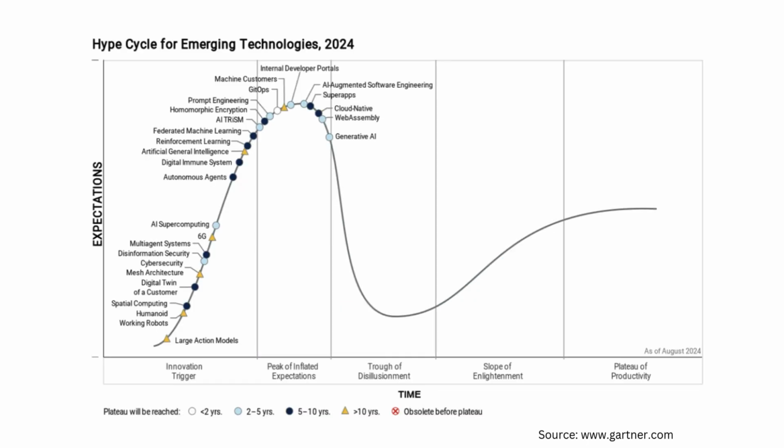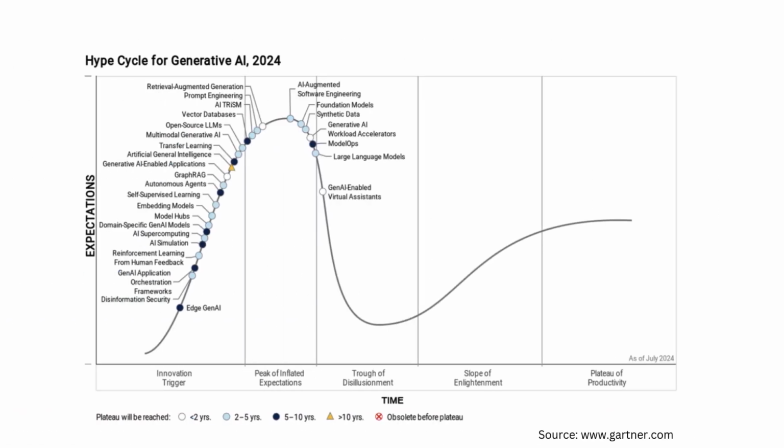Here is an example of the hype cycle for emerging technologies as of August 2024. This is an example of the hype cycle for generative AI as of July 2024.